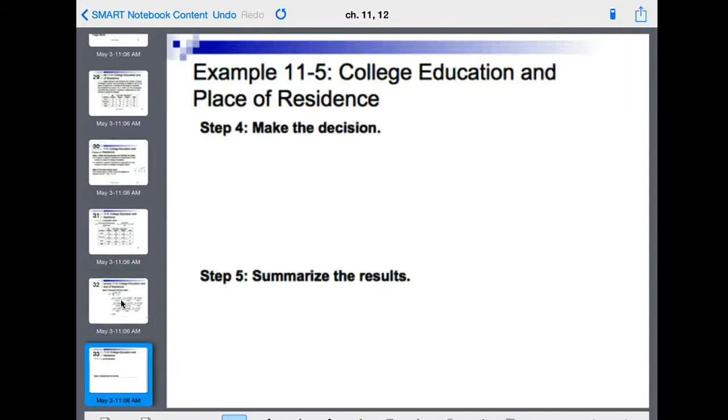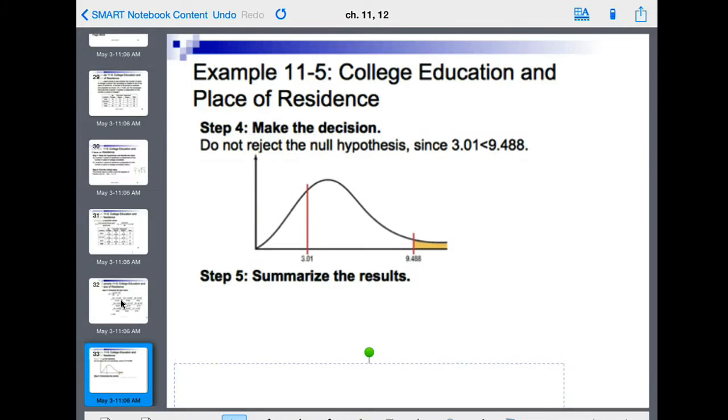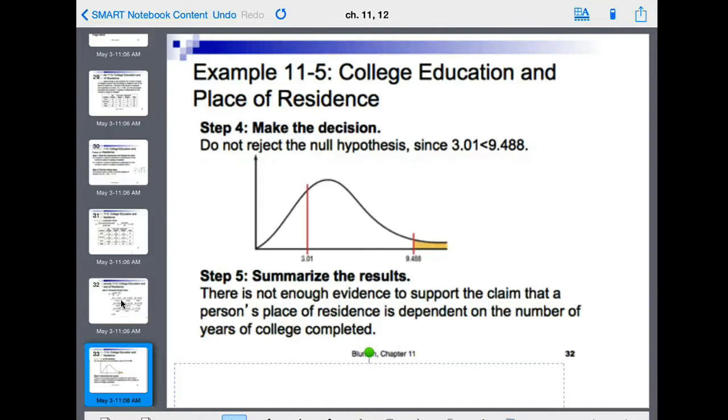So we're going to make our decision. Now, 3.01 is less than 9.488. Now they have the right critical value now. And so therefore, there is not enough evidence to support the claim that the person's place of residency is dependent on the number of years of college completed.